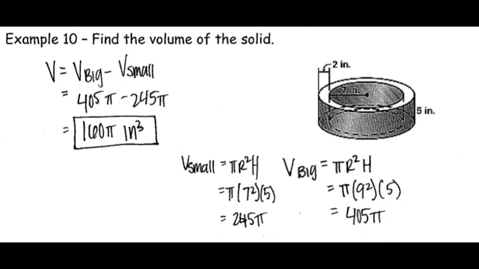Now I want to find the volume of this solid. Really, I'm finding the volume of that ring. It's hollow, so it's really just a ring. So I need to find the volume of the big cylinder and subtract off the little cylinder. So I need to find the volume of each. Again, I'm just going to use pi r squared h for the big one and for the small one. And then I'm going to subtract.